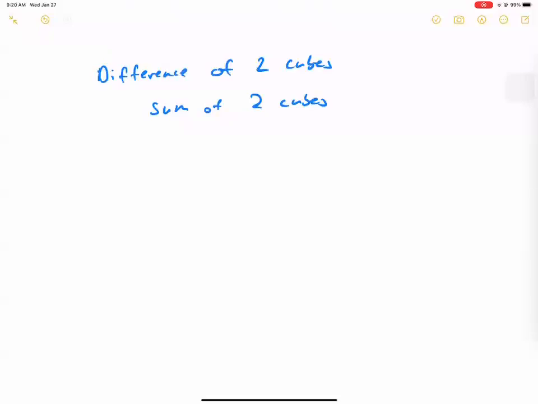So if I give you something very simple, let's say x cubed minus 8, you can tell that these are cubes because x times x times x is x cubed, and 2 times 2 times 2 is 8. Now, we've learned something called a difference of two squares. I'm sorry, difference of two squares.